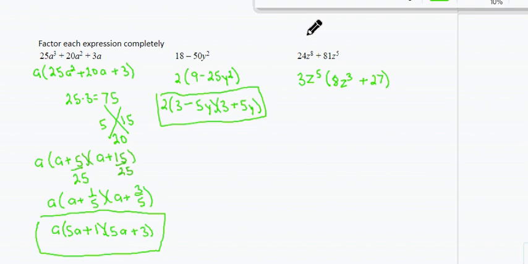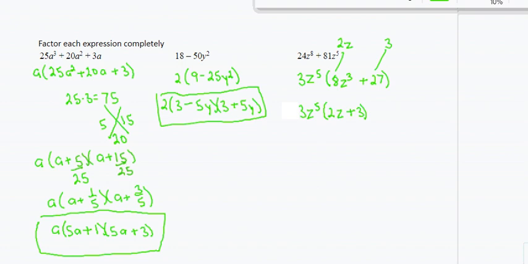We have a sum of 2 perfect cubes, so that's another one you might want to go back and review if you don't remember how to do this. So we have 3z to the 5th. The cube root of 8 is 2, and the cube root of z cubed is z. The cube root of 27 is 3. So remember, when we are factoring our sum of 2 cubes, it's a plus b when we have the sum. So a is 2z plus 3.